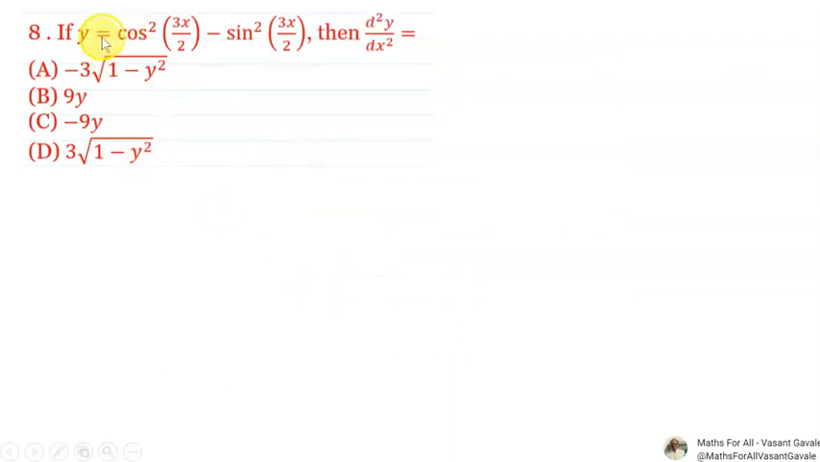Next, if y is equals to cos square in bracket 3x upon 2 minus sin square in bracket 3x upon 2, then d2y by dx square is equals to, the normal formula. What is that? Cos square theta by 2 minus sin square theta by 2. Then you will get here cos of theta. Similarly here, cos square 3x upon 2 minus sin square 3x upon 2, you will get here cos of 3x.